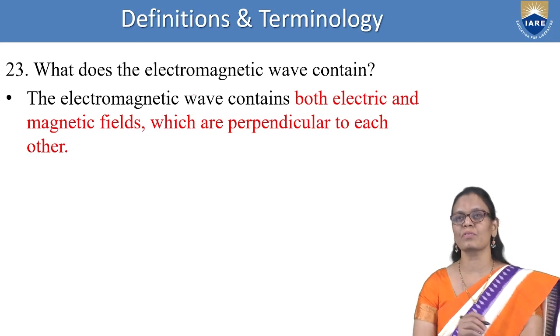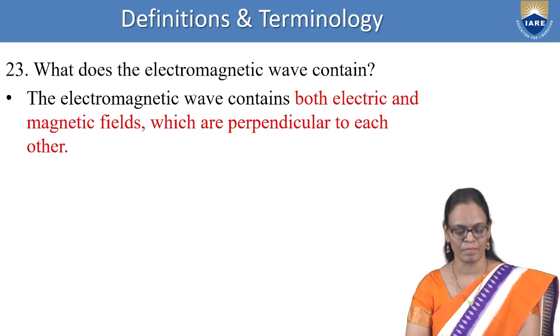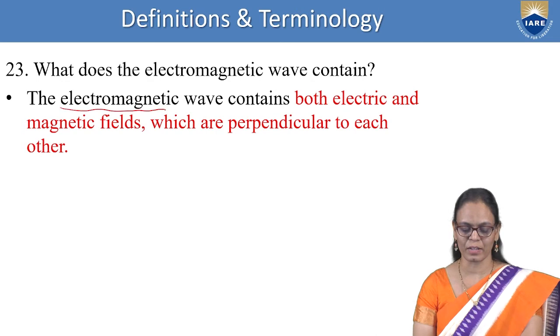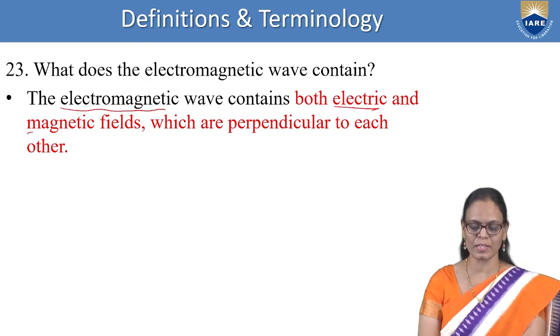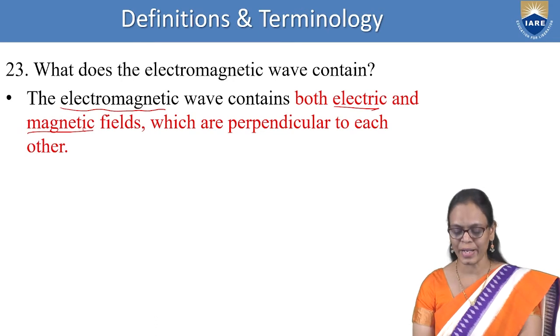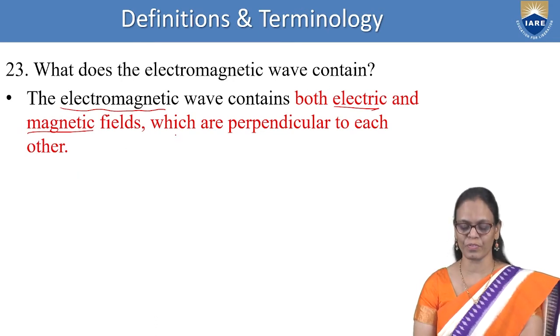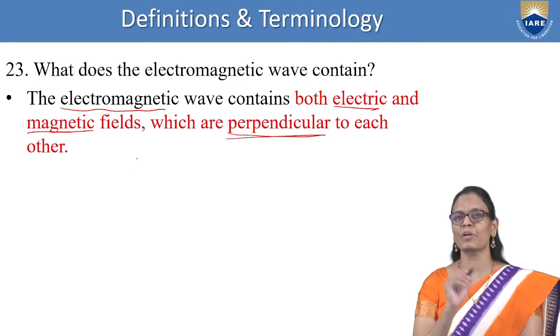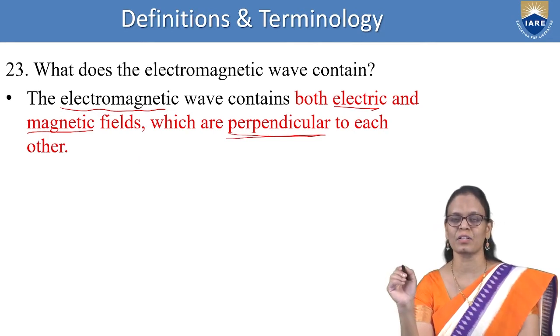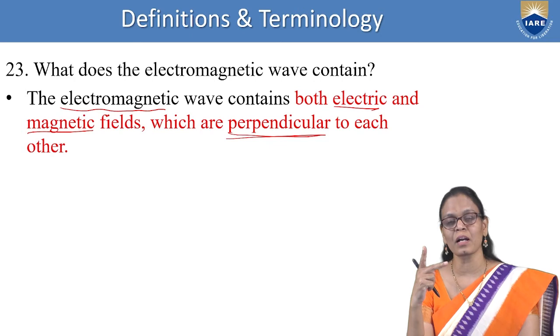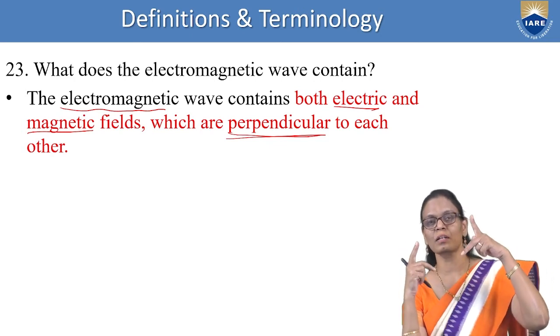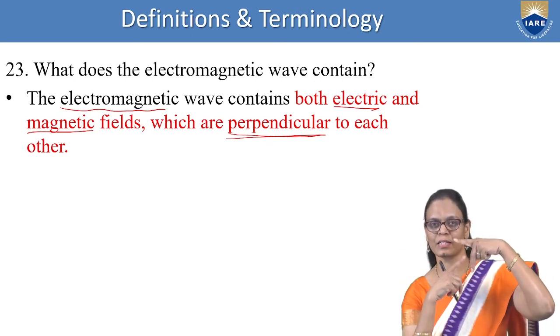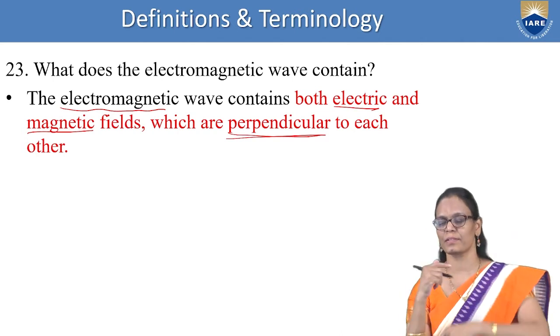What does an electromagnetic wave contain? It consists of both electric as well as magnetic fields, and these electric and magnetic fields are perpendicular to each other. Whenever we talk about electromagnetic radiation, it consists of electric and magnetic fields which are perpendicular to each other.